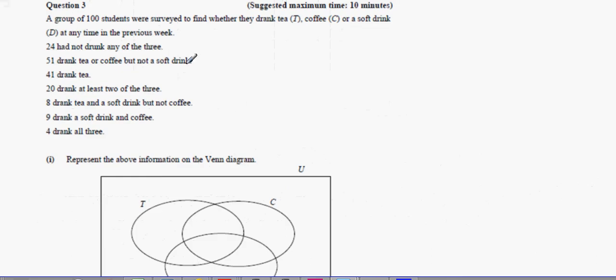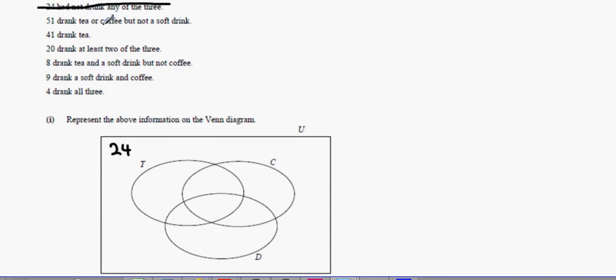Now, a group of 100 students were surveyed to find whether they drank tea or coffee or soft drink D at any time in the previous week, okay? 24 had no hot drink, had not drunk any of the three. So that's 24 on the outside. Okay. 51 drank tea or coffee, but not a soft drink. Okay. So tea or coffee, not a soft drink.